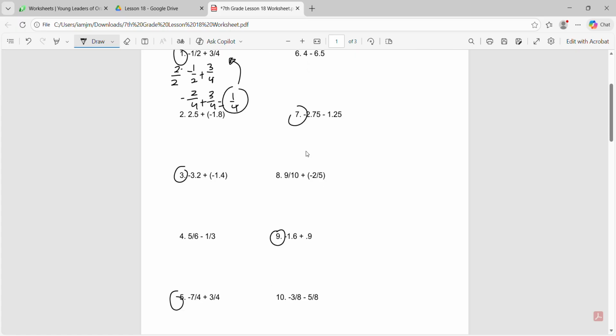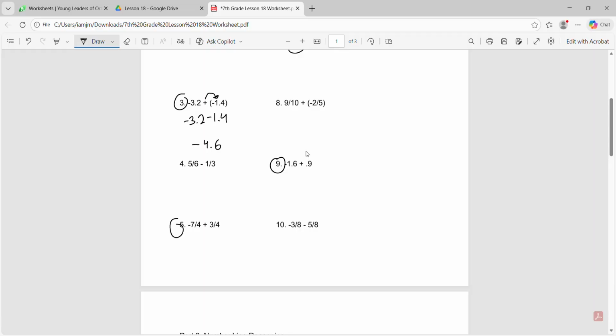Number 3: -3.2 plus -1.4. We substitute the addition sign. A negative times a positive is still a negative, so it's going to be -3.2 minus 1.4, which is -4.6.